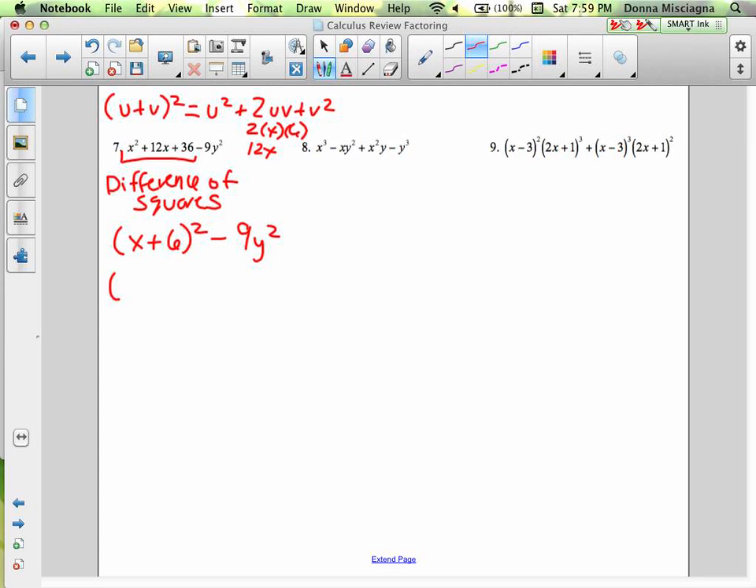So the square root of x plus 6 squared, of course, is x plus 6. So x plus 6 plus the square root of 9y squared, which is going to be 3y, times x plus 6 minus the square root of 9y squared, so minus 3y. And there we go, right? We just factored that like a difference of squares.